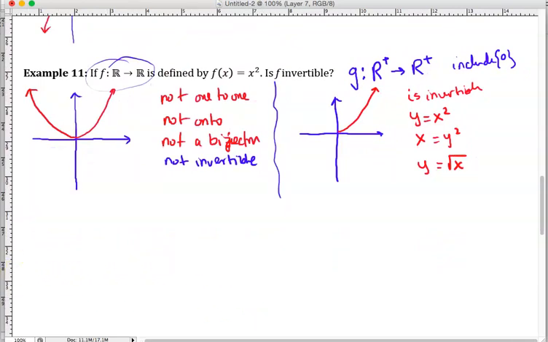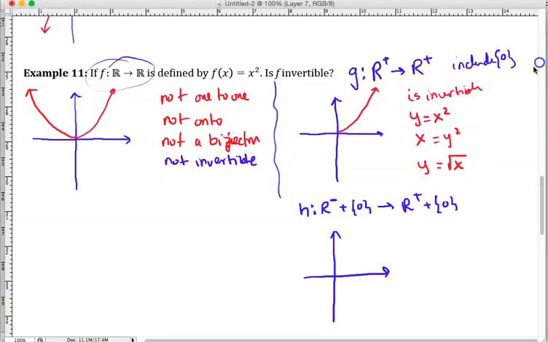Alright, we could have redefined this function differently. We could have said let's have the negative reals, including 0, going to the positive reals, including 0. All right, so the domain is the negative reals, the codomain is the positive values. Okay, and then you have this portion right here for the negative x values. Right, and this is also invertible.